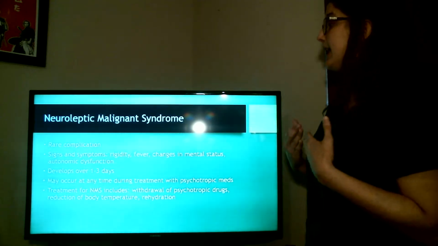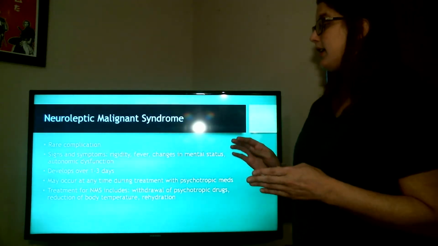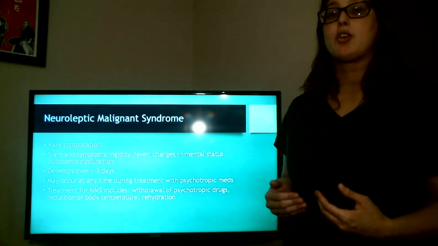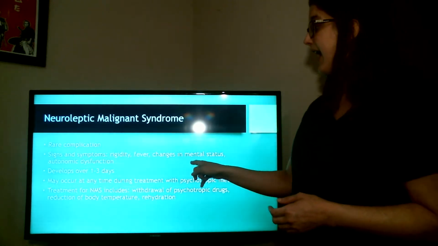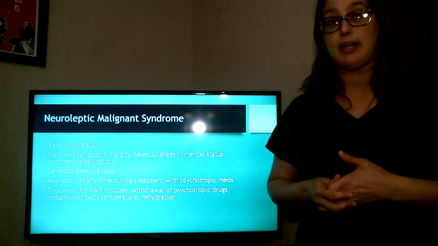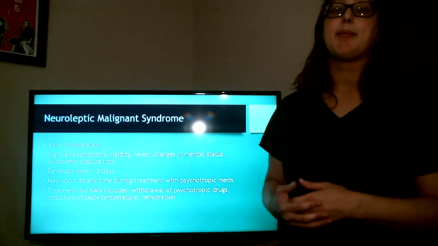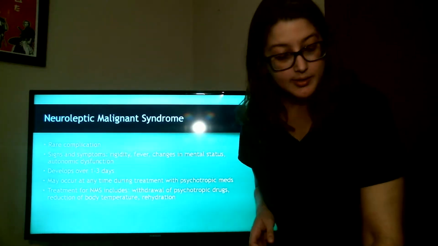So the main thing that we need to watch out for, the key indicator from a nursing standpoint, is as soon as we see that high fever and muscle rigidity, that's when we need to call the doctor and get that patient in for some treatment.